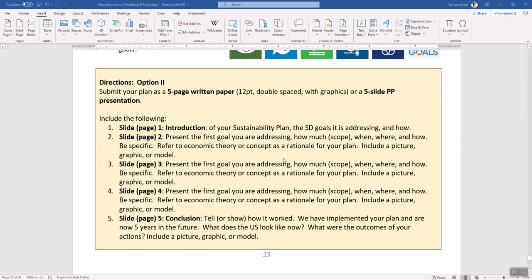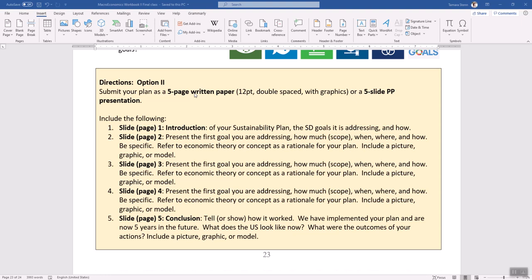So if we're looking at this, how do we do this? Let's take a look at our directions for option 2. We're going to submit our plan as a 5-page written paper, which could be 12-point double-spaced with graphics, or a 5-slide PowerPoint presentation. Same as the other option, except this time our slides are going to be a little bit different.